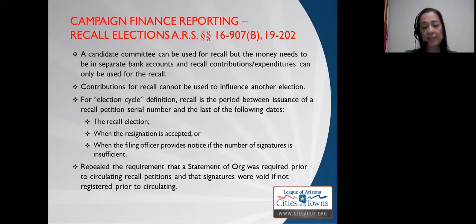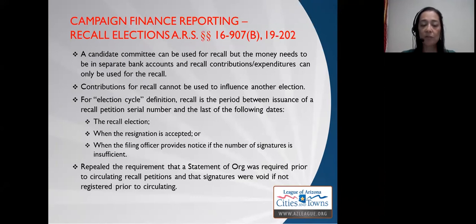The election cycle definition has a recall contained in there, covering when the recall period starts. When does the election cycle start for a recall? And that's either through the recall election itself, or when the person who is subject to recall decides to resign and that resignation is accepted, or when the filing officer gives notice that the number of signatures is insufficient. All of those would end the election cycle.